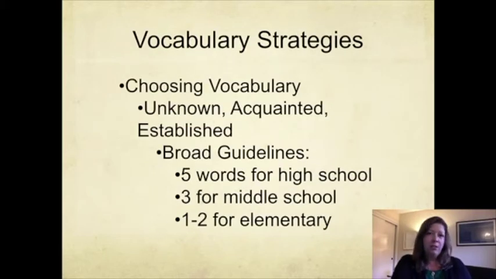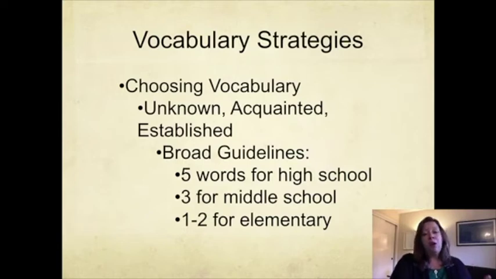So first, we're going to take a look at some vocabulary strategies. Several strategies are possible. One, in terms of teaching students vocabulary, is you need to choose as educators vocabulary in three major buckets: unknown, acquainted, and established. In many cases for your students, all of the vocabulary within a social studies text or a topic or a theme is going to be unknown. But there may be some words, especially over time, that are acquainted for students. They are acquainted with them, or that they're established.